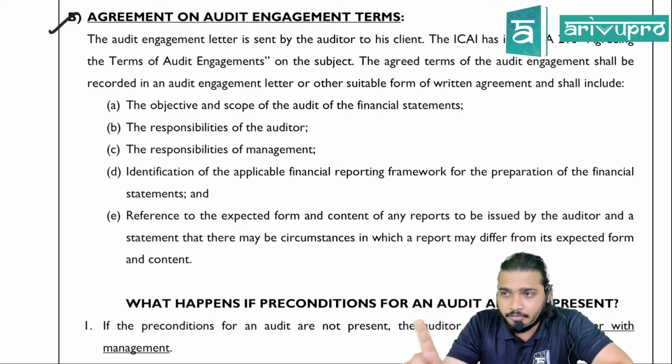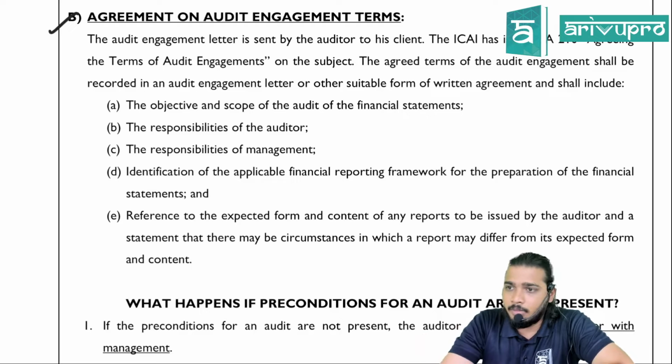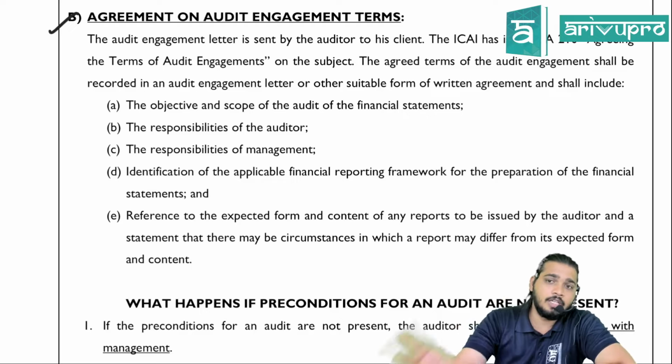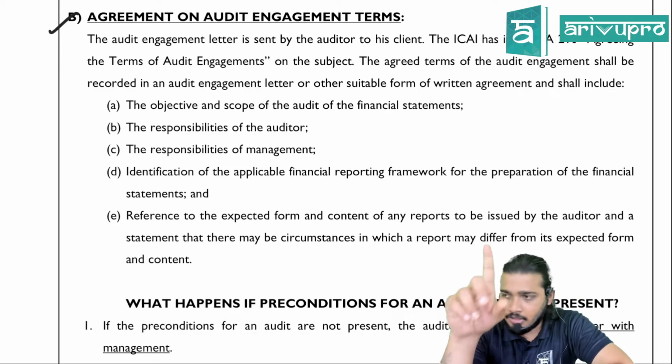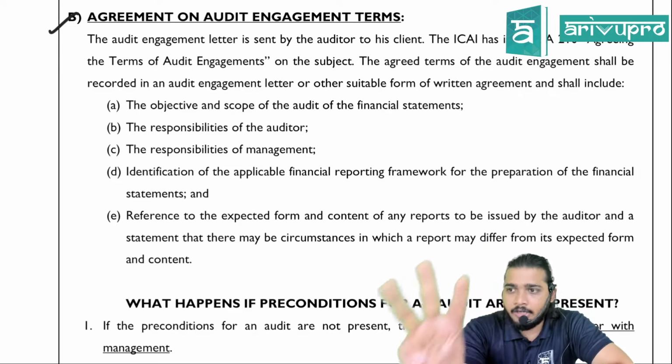Responsibility of preparation of FS. Second, responsibility of having ICS. Third, providing us with three things: all information, additional information, unrestricted access.